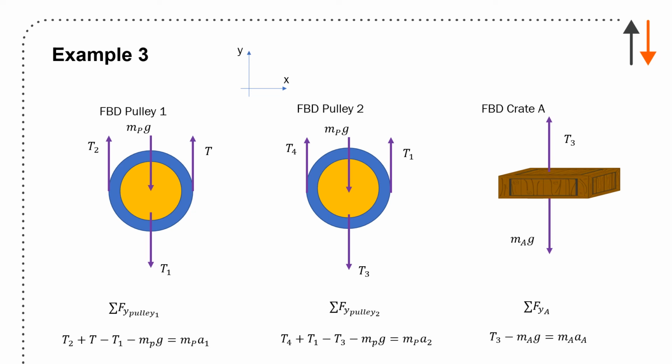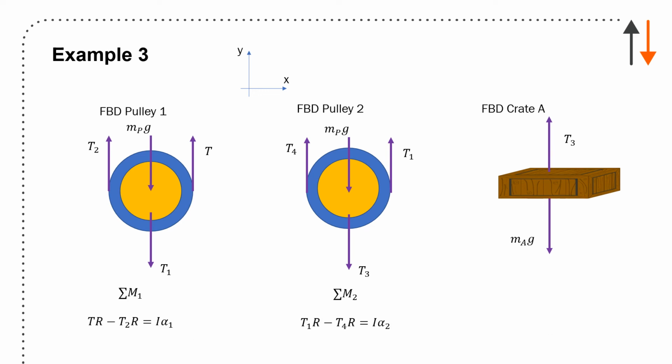If I put all the numbers together and use the coordinate system I have there, T2 plus T minus T1 minus MPG equals MP A1. Do the same thing for all the other terms. T4 plus T1 minus T3 minus MPG equals MP A2. T3 minus MAG equals MA times acceleration A. Great, no problem. So what happens next?